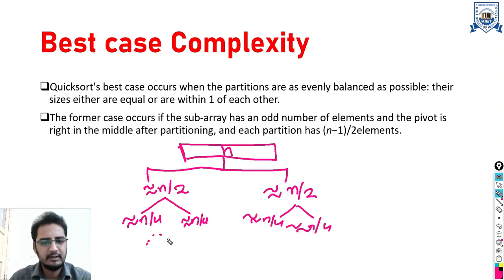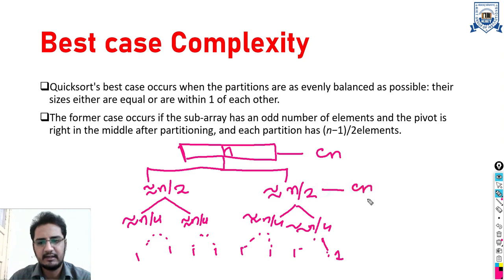Similarly, you will reach a position where you will get a problem of size 1. So on this level you are doing a work of Cn. On this level again Cn. On this level n by 4 plus n by 4 plus n by 4 plus n by 4, which will be Cn. On the last level also Cn.